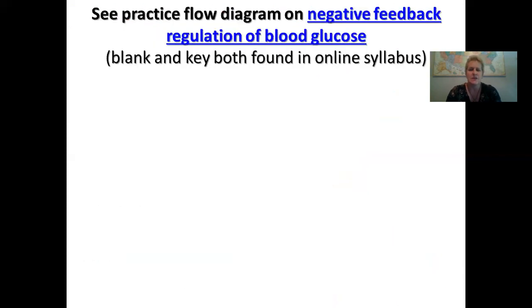Now, since we were talking about blood glucose regulation, I want you to remember to go to the syllabus and click on the blank flow diagram of blood glucose regulation and the key, okay? And I want you to start practicing filling those out, all right?